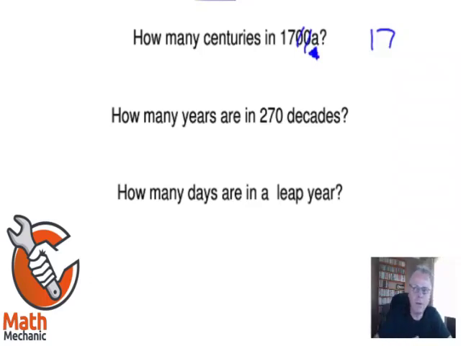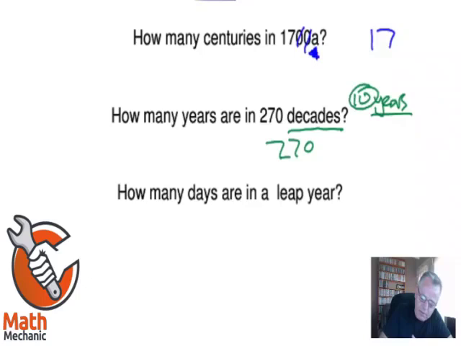How many years are in 270 decades? Now, a decade is a period of 10 years. That's also something you need to remember. You need to know that. 1 decade is 10 years. So 270 decades is 270 times by 10. So that gives us 2,700 years, which will make up a period of 270 decades.